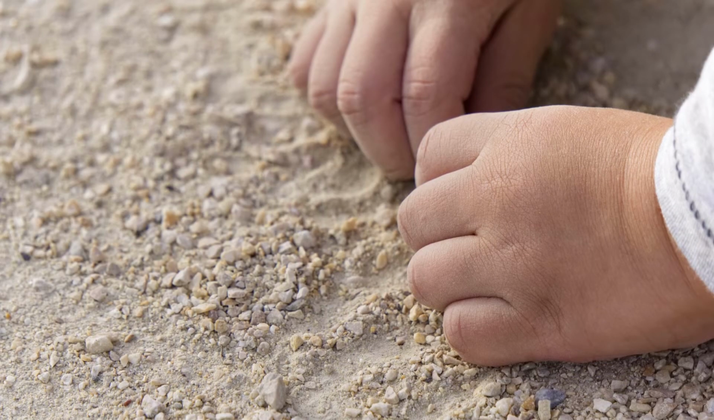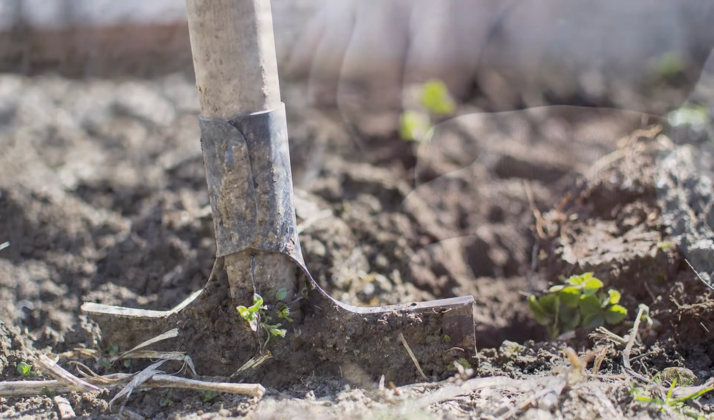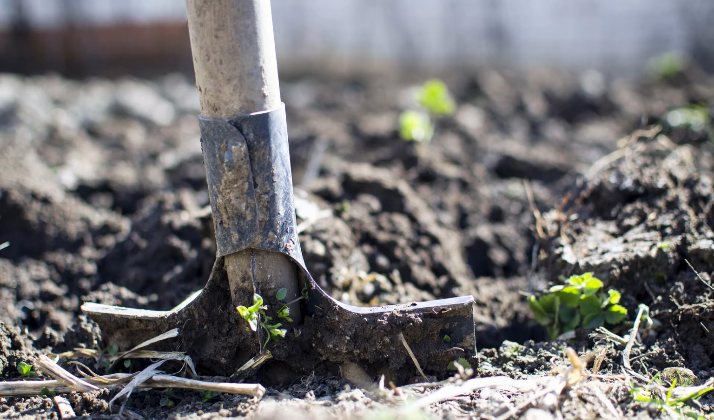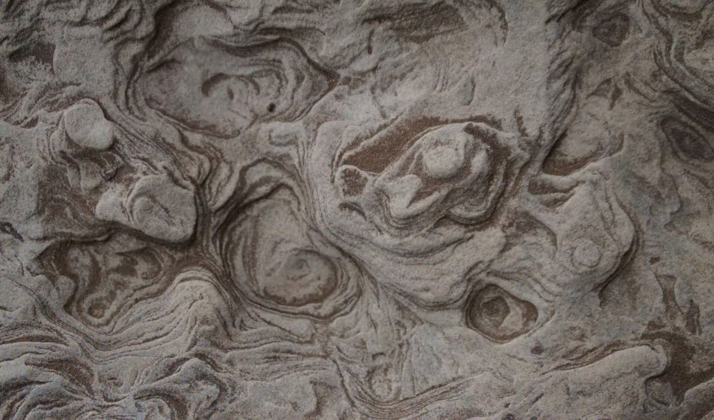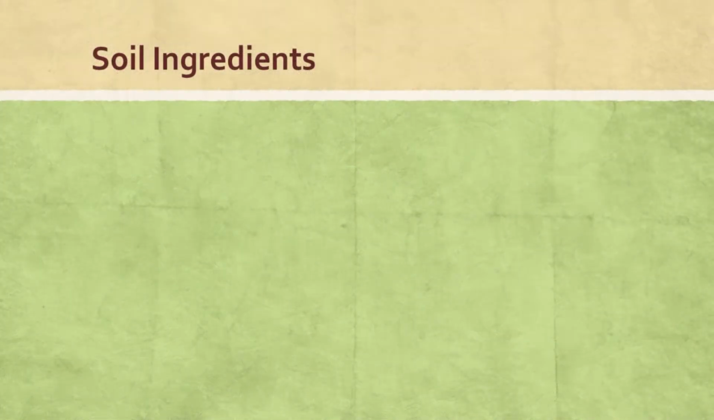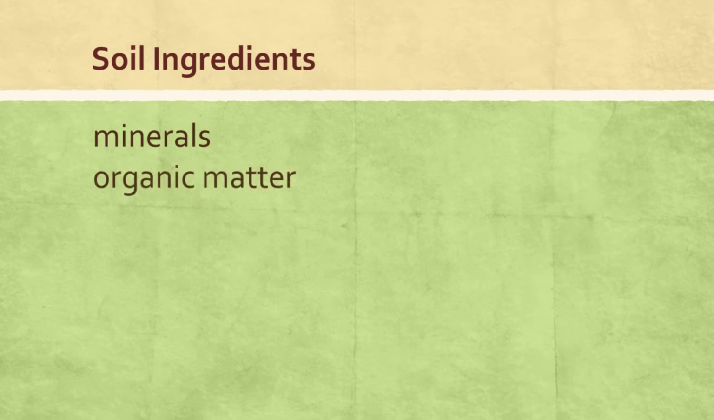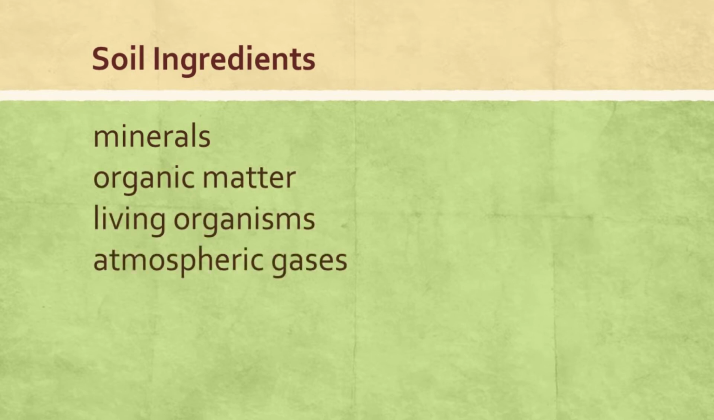Do you know where we get soil? Did you say dig it out of the ground? Well, that might be true. Soil is formed over long periods of time from other materials on the earth. Soil is made up of 5 ingredients: minerals, organic matter, living organisms, atmospheric gases, and water. And it takes 500 years for 1 inch of topsoil to form.